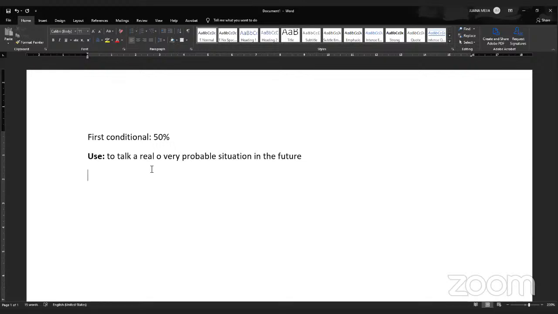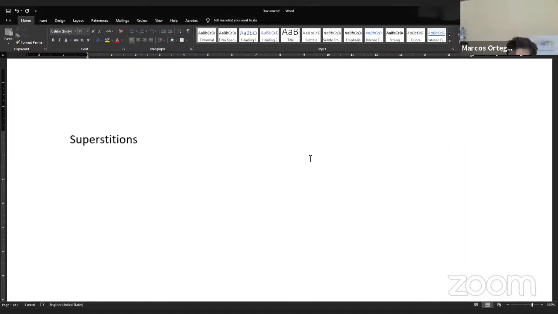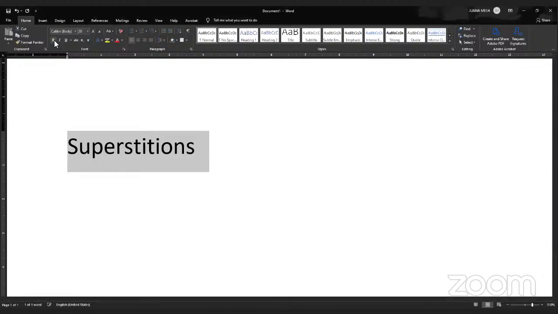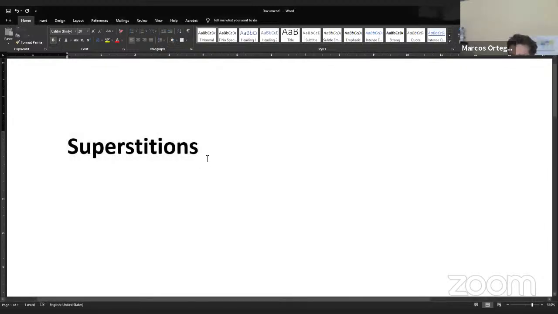For a better understanding of the structure, it's quite important to learn about this. Give me a minute. So let's talk about something cool. Superstitions. Do you believe in superstition, guys? I don't believe in that. You don't believe in superstitions.